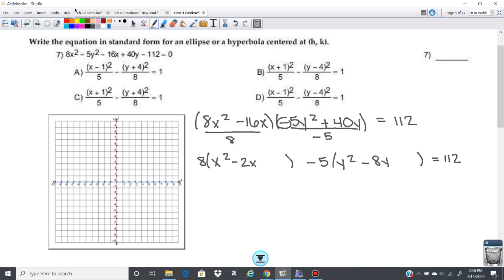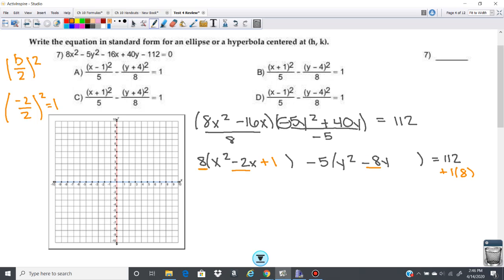Okay, next thing I want to do is my complete the square step. So I'm going to take my b term, and then I'm going to go b over 2 squared. So negative 2 over 2 is negative 1, squared is 1. So I'm going to add a 1 over here. Because I have this grouped, I'm going to add 1, but I also have to multiply by my GCF. So I'm going to add a 1 times 8.